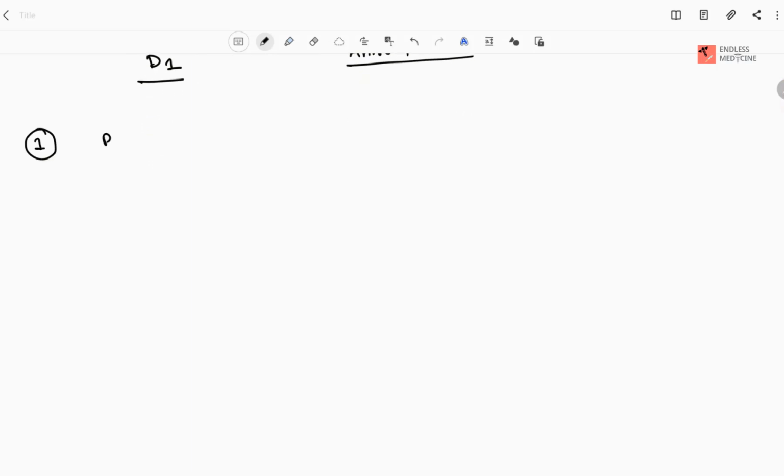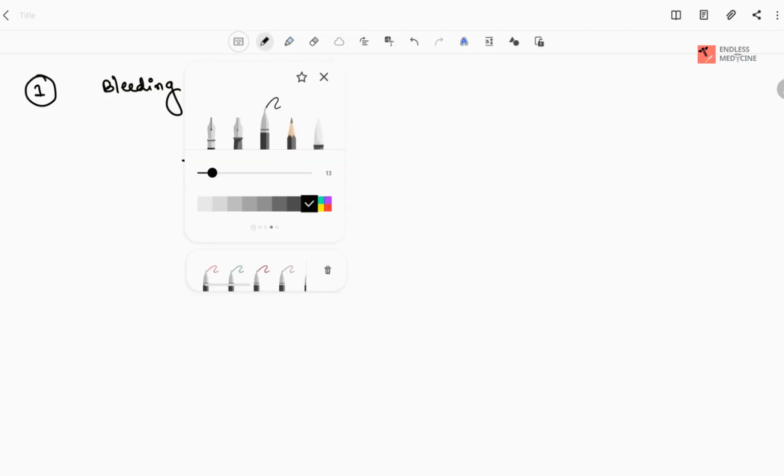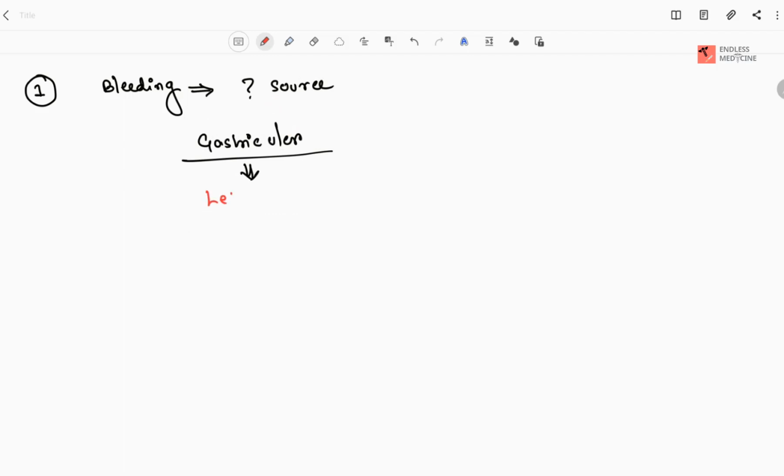The most common complication is bleeding. And what is the source of this bleeding? In case of gastric ulcer, the source of blood is the left gastric artery. But in case of duodenal ulcer, the source is the gastroduodenal artery.